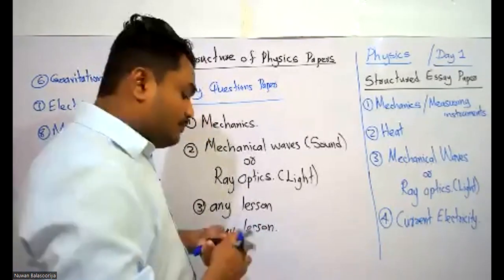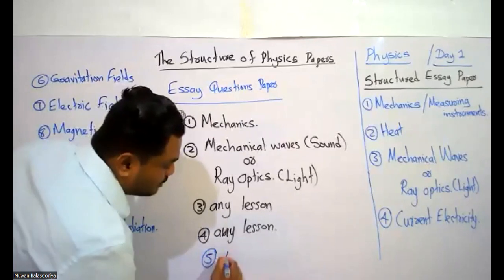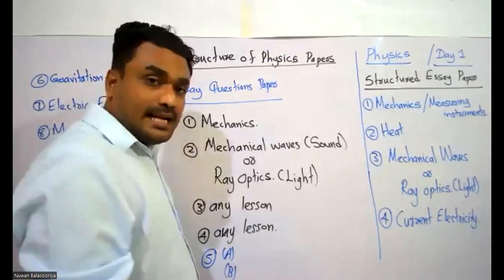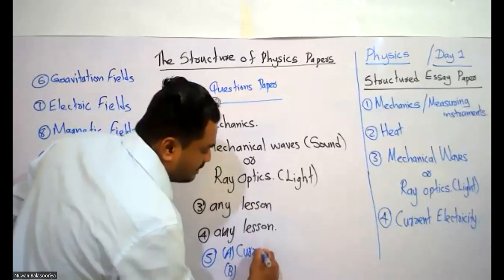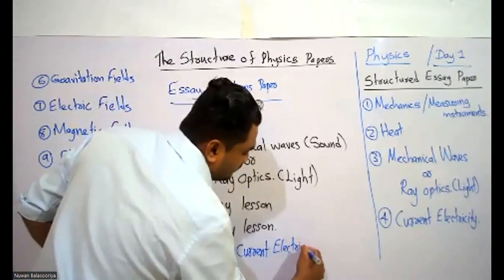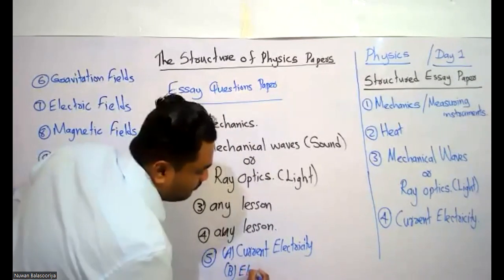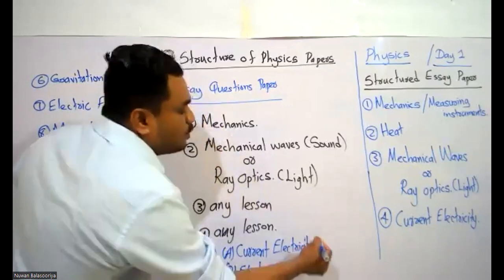Question 5, it's a very important question. Let me use a different color pen. Question 5 has 2 questions as capital A and capital B. Capital A question is given from current electricity. Question B is given from electronics. A student cannot answer both questions.